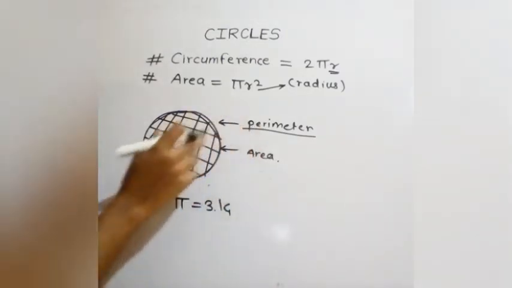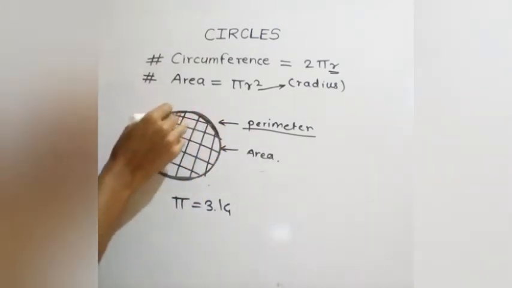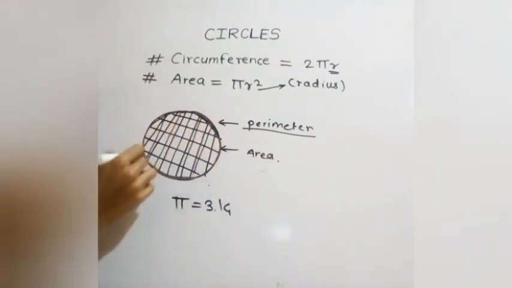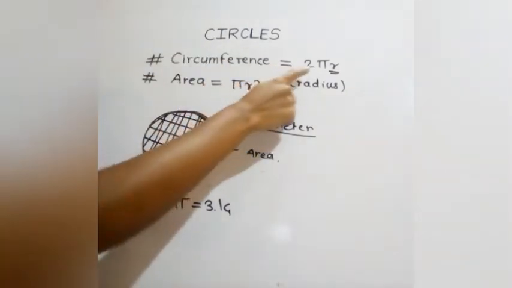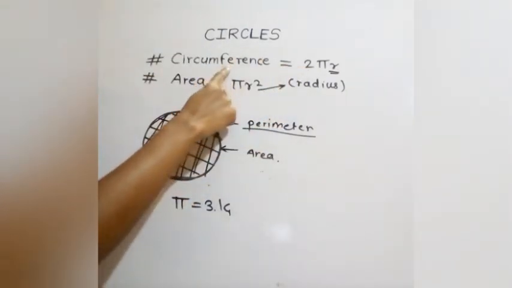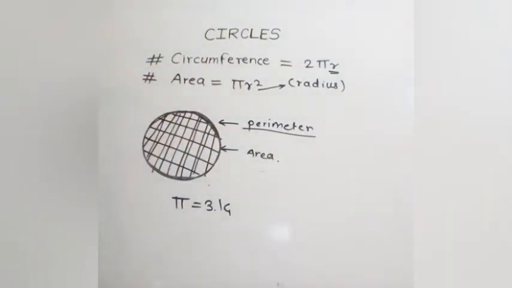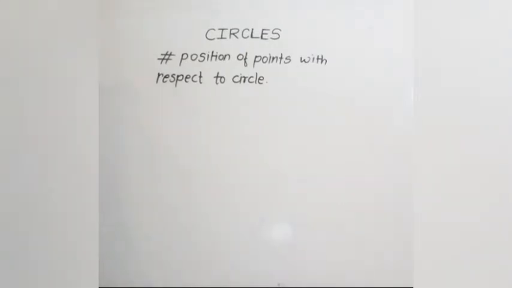So the perimeter or circumference of a circle is the outer side, and the inner surface area covered by the plane is called the area of the circle. The formulas are: circumference of a circle is equal to 2 pi r, and area of a circle is equal to pi r square.